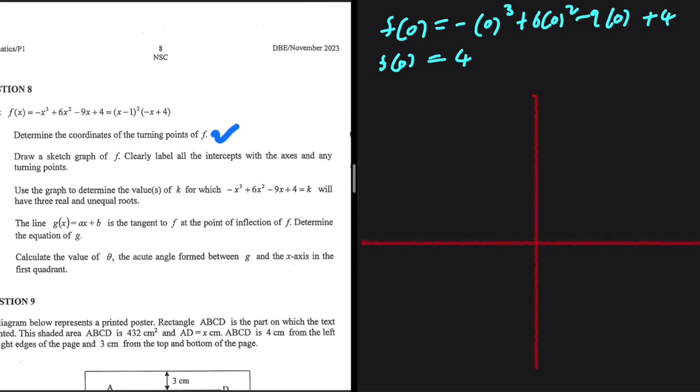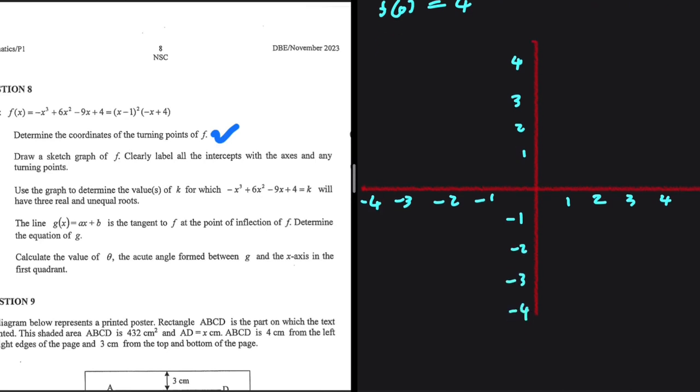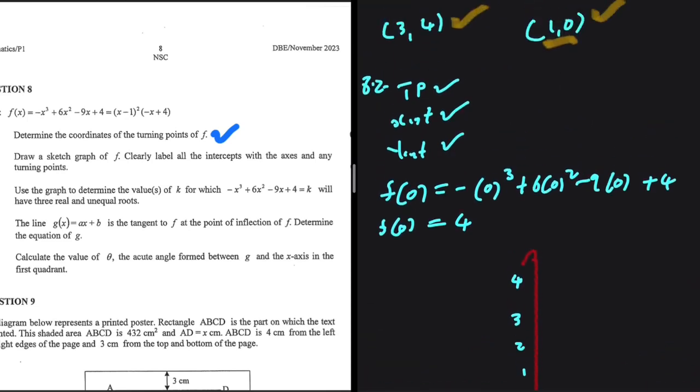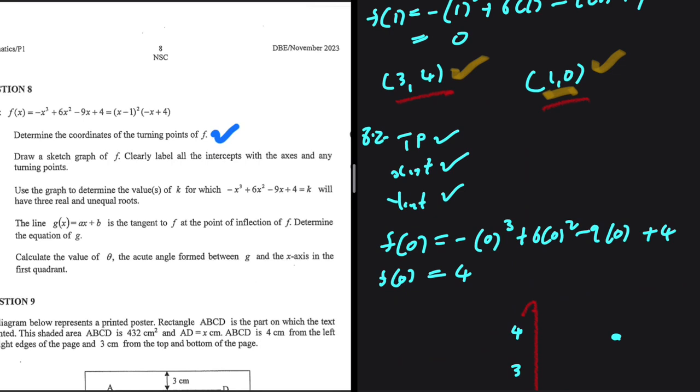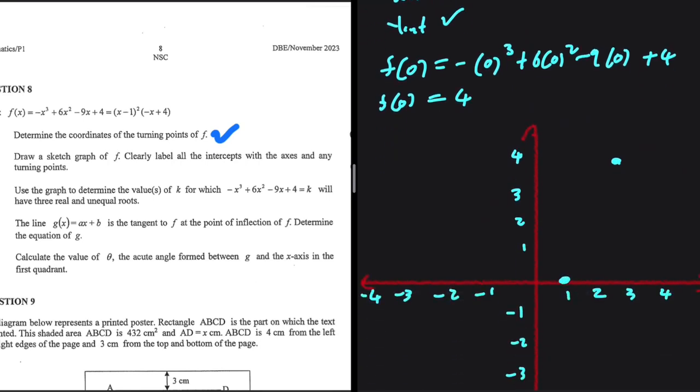Okay, I have 1, 2, 3, 4. Minus 1, minus 2, minus 3, minus 4. And then going up, we have 1, 2, 3, 4. Going down, minus 1, minus 2, minus 3, minus 4. Right, let's go ahead and plot our coordinates. Okay, let's take a look at the turning points. We have 3 and 4, 1 and 0. So when x is equal to 3, y is equal to 4. We have a turning point right there. And then when x is equal to 1, y is equal to 0. We have a turning point right here.